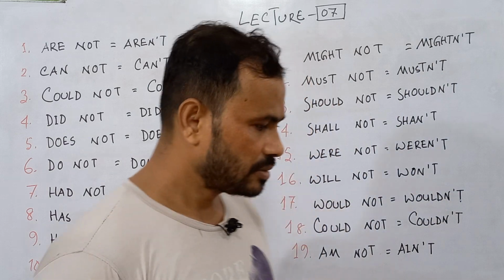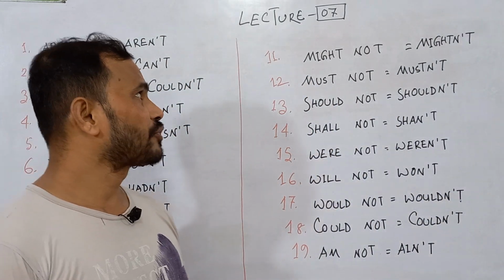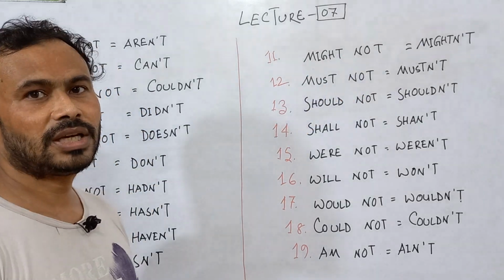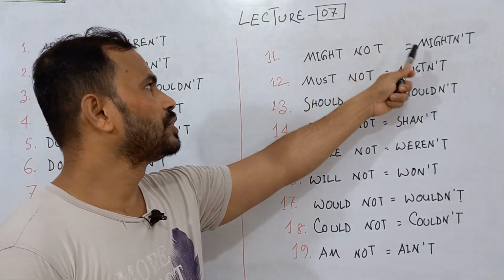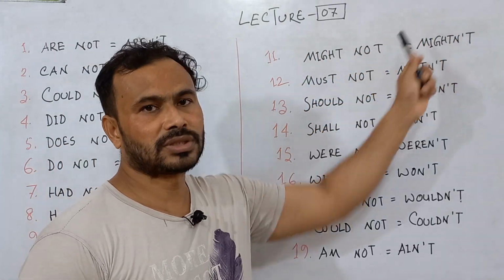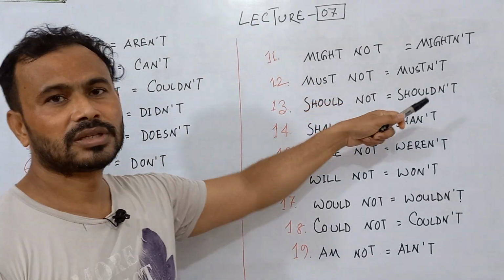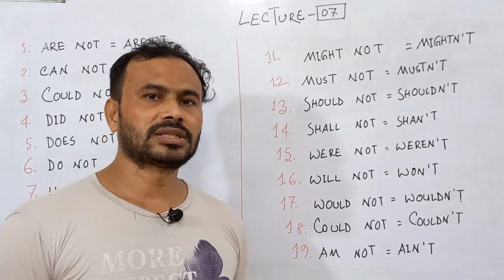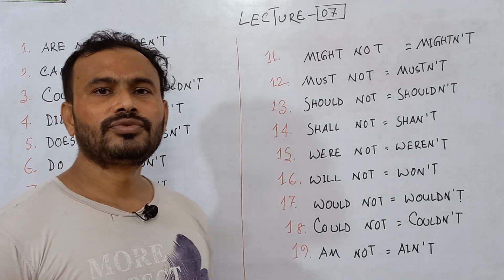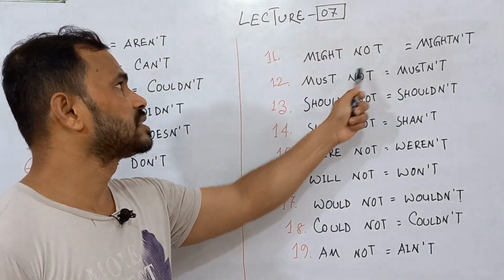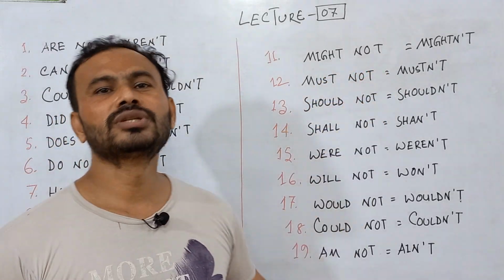Okay, so friends, excuse me. My next phrase is might not, and the contracted form of might not is mightn't. The sentence is, I might not do the work. If we use the contracted form of might not, we can say, I mightn't do the work.